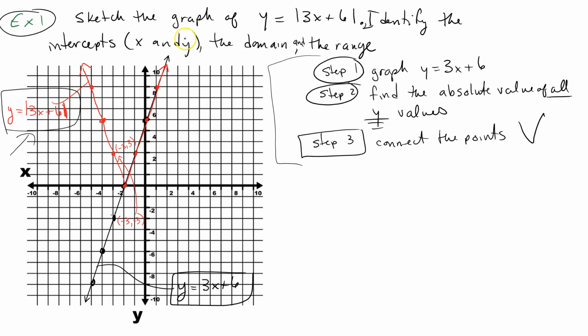Next, what we need to do is identify the intercepts, the x and the y, the domain and range. So the x-intercept is at negative 2, 0. The y-intercept is at 0, positive 6.